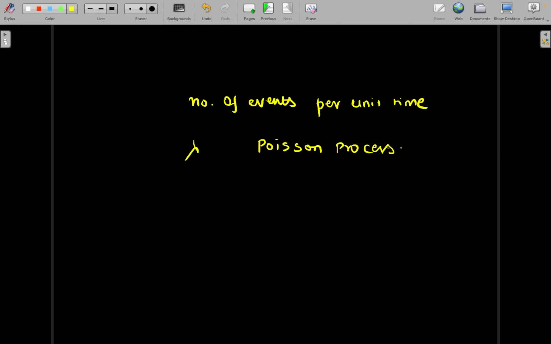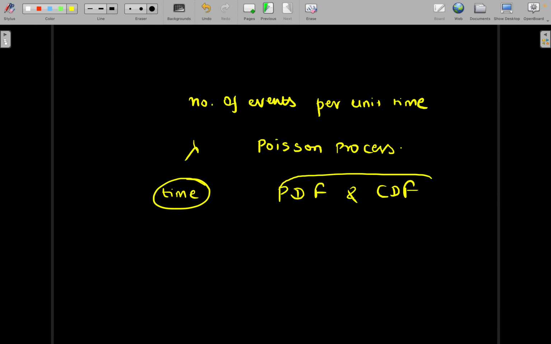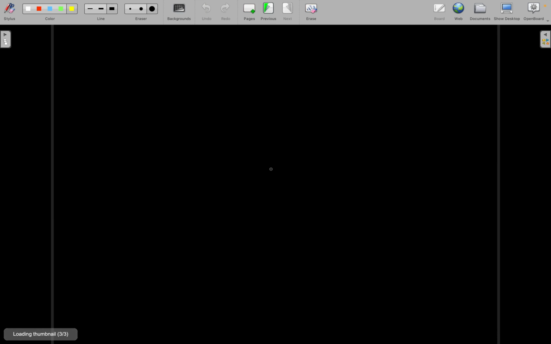The exponential distribution is a continuous random variable distribution, because time is a continuous value. So you get a probability density function and a cumulative distribution function, which we call PDF and CDF, in the exponential distribution. There is one more property in the exponential distribution which we talk about: the memoryless property.